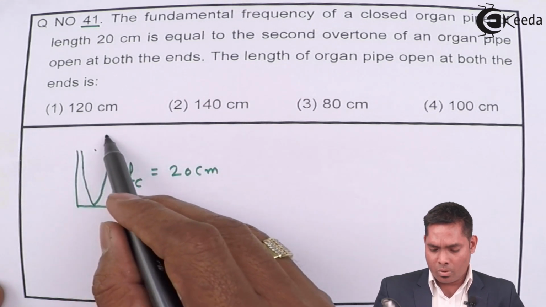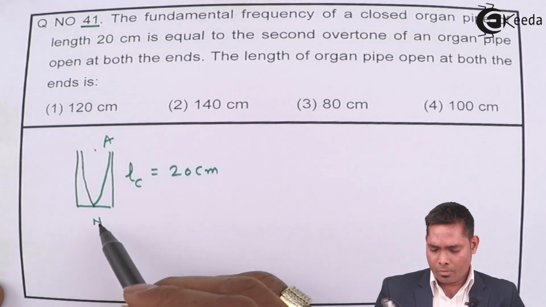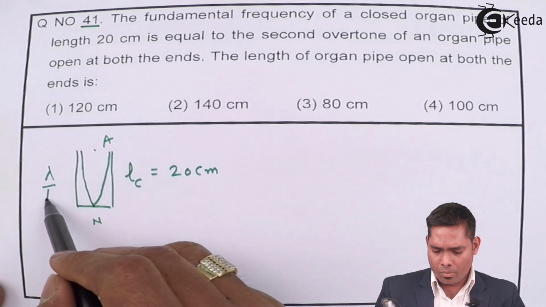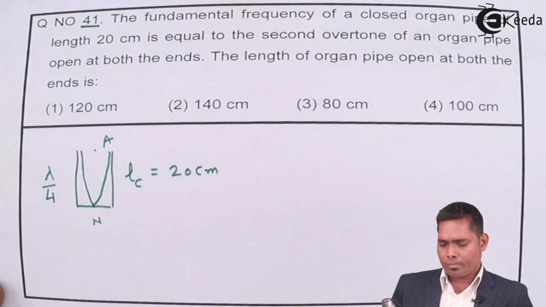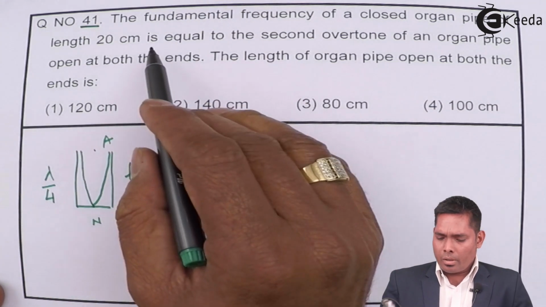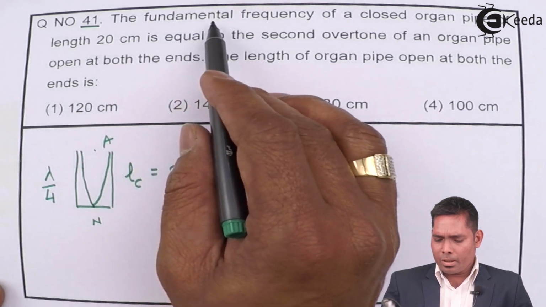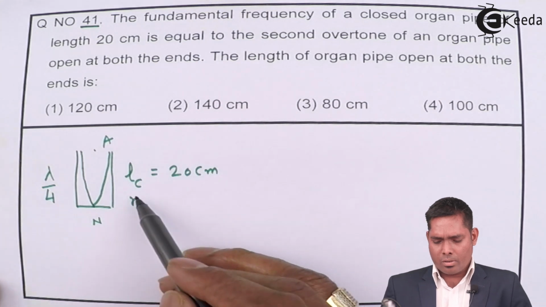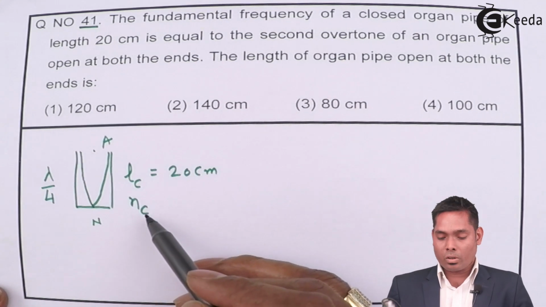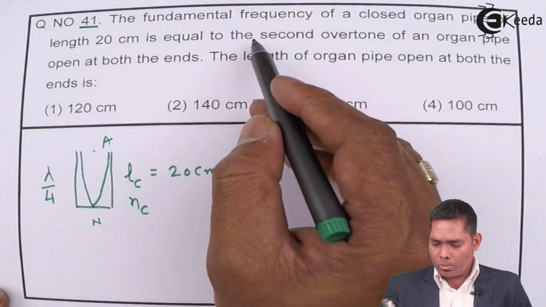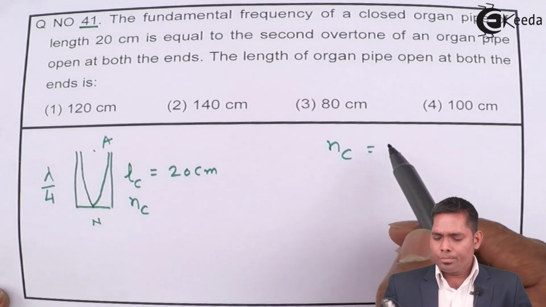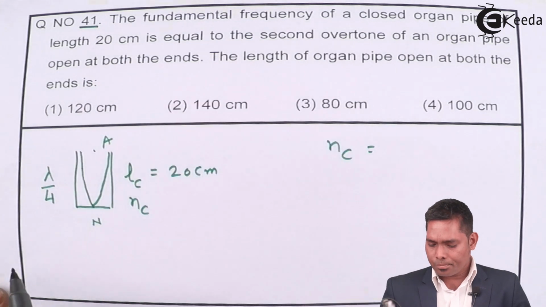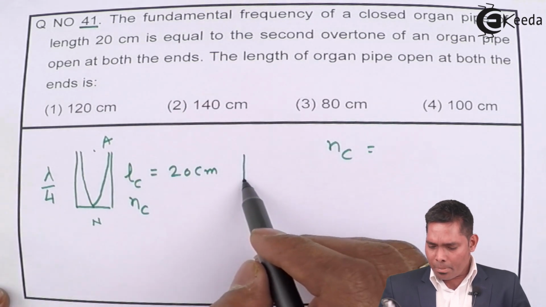This is anti-node and this is node. This distance is lambda by 4. Suppose the fundamental frequency in closed organ pipe is NC, that is equal to, it's given that it is equal to the second overtone of an organ pipe open at both ends.